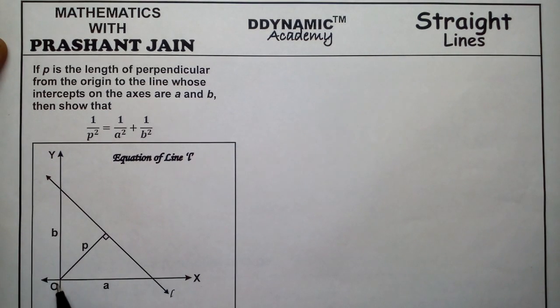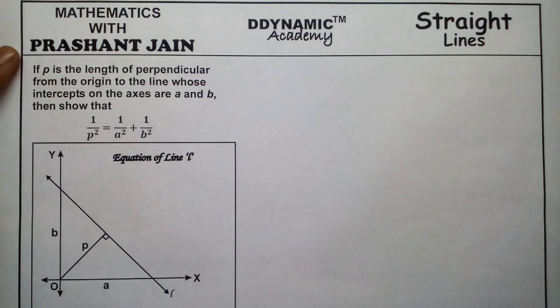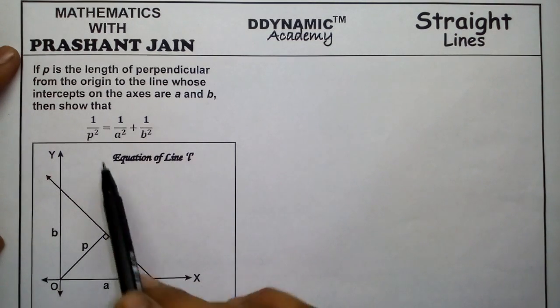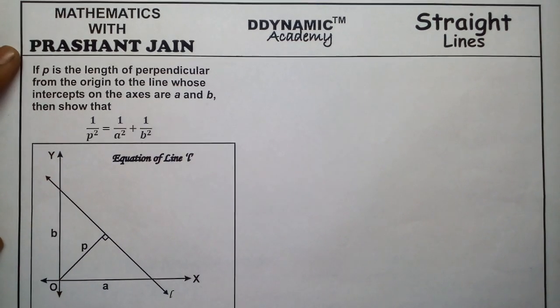This is the distance a from point O to this point, and this is the distance b from the origin to this point, and these are the intercepts. So we have to prove that the perpendicular distance from the origin to the line satisfies 1 upon p square is equal to 1 upon a square plus 1 upon b square.